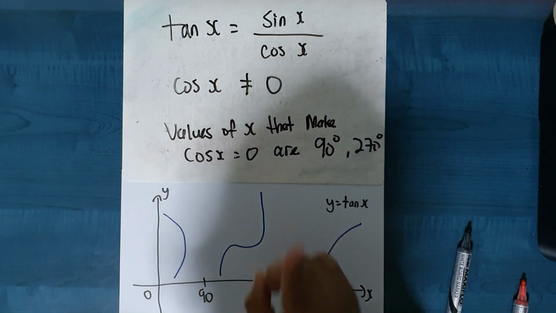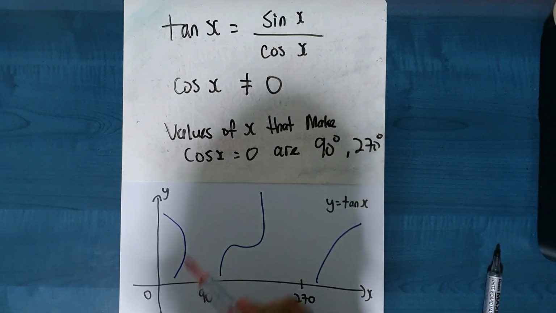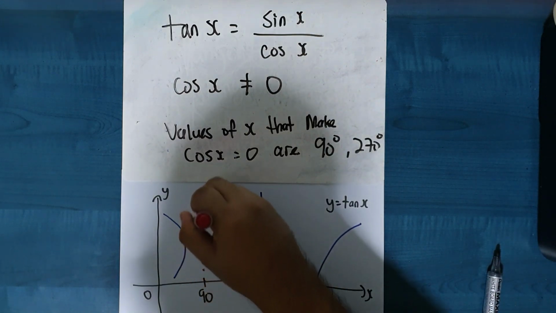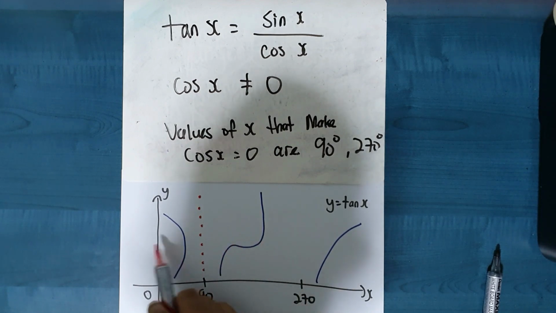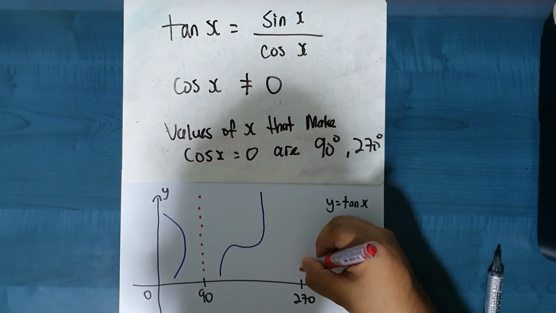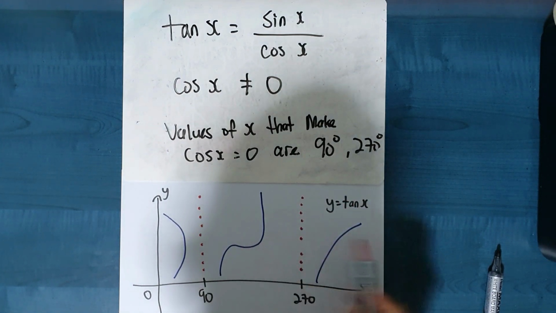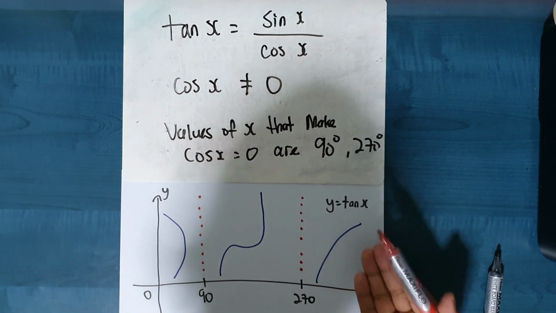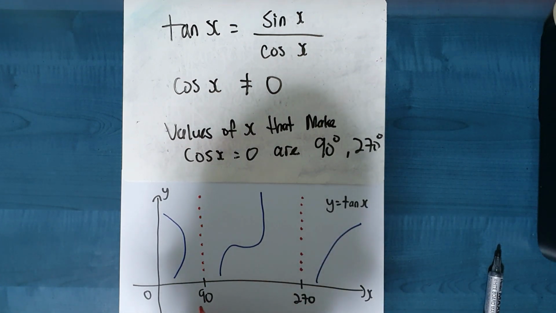Now, one such graph will be like this. As you can see, when x is 90, the graph does not have any y value. The graph is to the left and to the right. The graph never crosses this red line. Over here, when x is 270, there is no y value. The graph is here and here. The graph never crosses the red line. So this is a good example of a graph that cannot have a y value when x is 90 and 270.